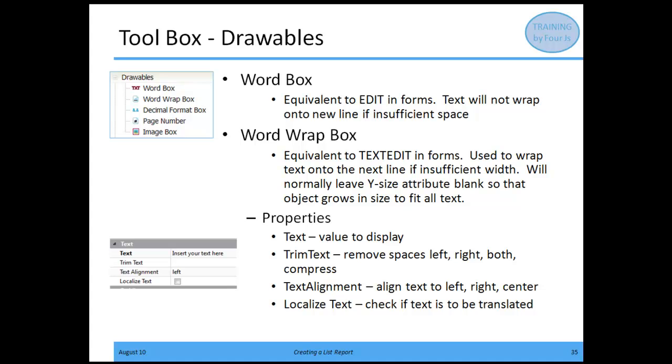This is versus a word wrap box, which is equivalent to a text edit in forms, and it's used to wrap text onto the next line if there's insufficient width. This, we're normally going to leave the Y attribute blank so that the object can grow as text wraps around so that all the text fits in. There's some properties associated with these. The text tells us what value to display. The trim text tells us whether to remove spaces from the left side, from the right side, from both sides, or whether to compress the text. The text alignment, do we want it left aligned or right aligned or centered? And then if you're doing localization, you can check the localized text, and it will then localize according to the files you provide.